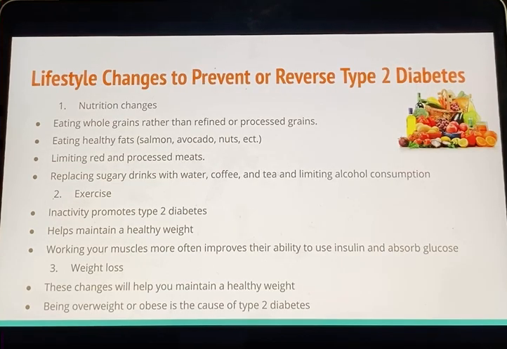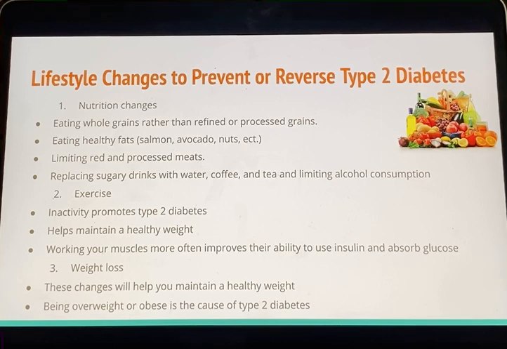Lifestyle changes to prevent or reverse type 2 diabetes. Nutrition changes, like eating whole grains rather than refined or processed grains. Eating healthy fats like salmon, avocado, nuts. Limiting red and processed meats. Replacing sugary drinks with water, coffee, and tea. And limiting alcohol consumption.